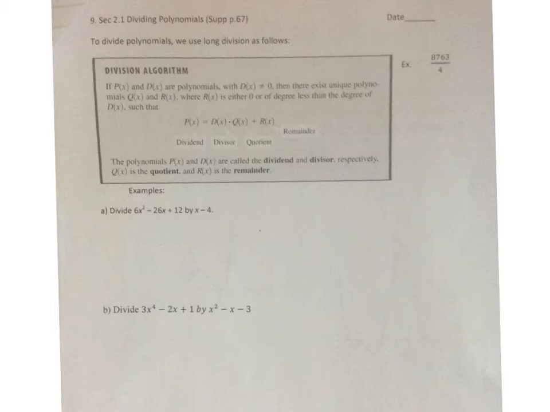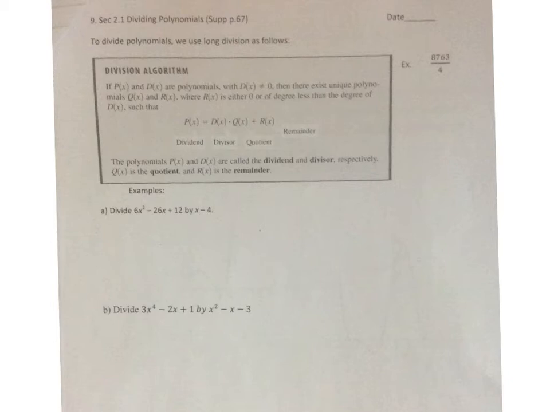of x, which is the remainder, where r of x is either 0 or of a degree less than the degree of d of x, such that p of x equals d of x times q of x plus r of x. And that's just a way to show you that if you take the divisor and you multiply it by the quotient, the result, and add the remaining polynomial, you're going to get the original polynomial, which is called the dividend. The polynomials p of x and d of x are called dividend and divisor respectively. Q of x is the quotient, r of x is the remainder.